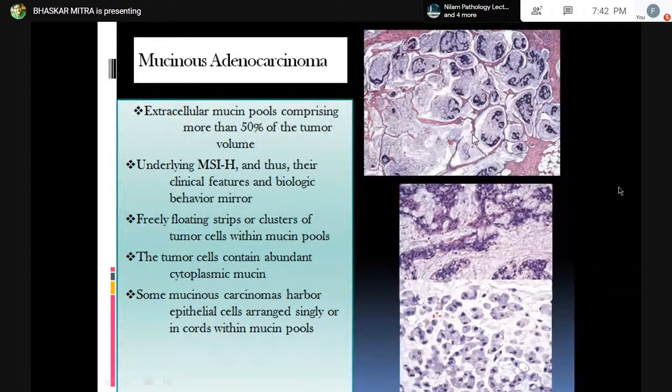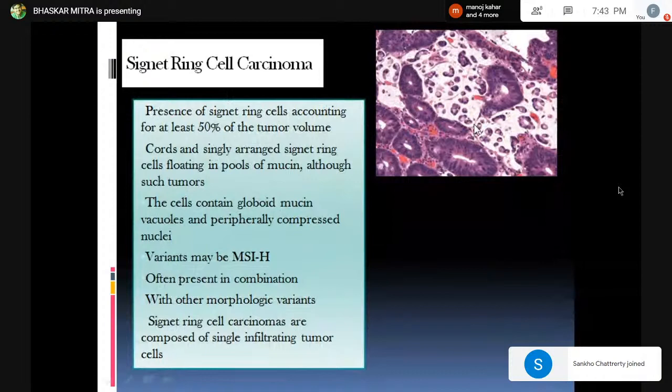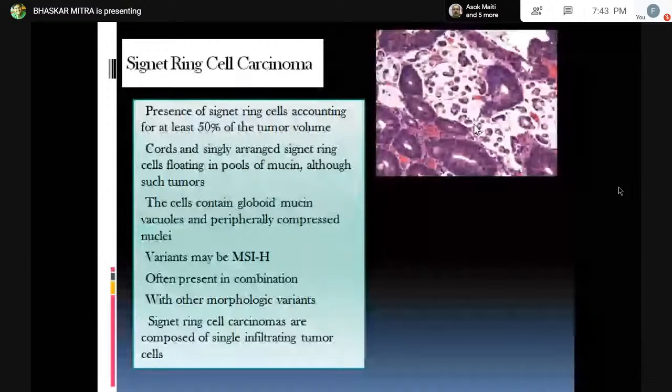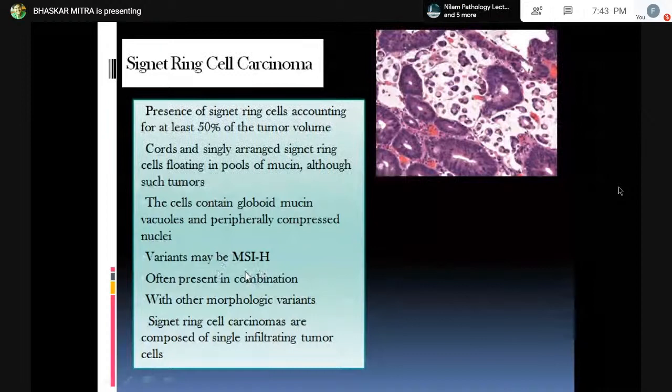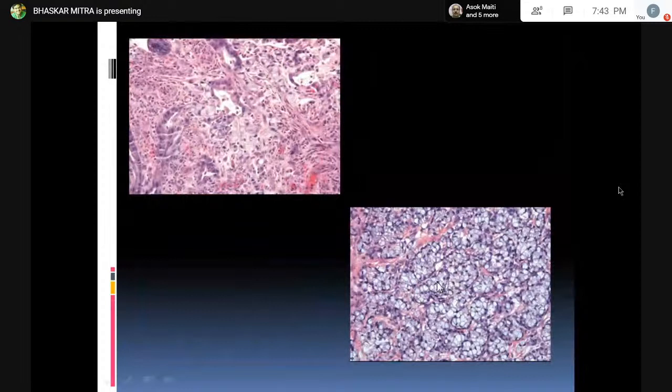Now coming to the signet ring carcinomas, here at least more than 50% of the tumor volume consists of signet ring cells. They may arrange in single cords, sheets, or there may be pools of mucin in which the signet ring cells are floating. This is also again a microsatellite instability high type of carcinoma. They may present in combination with other types of carcinoma presentation. Here are signet ring cells with the presence of a moderately differentiated classical intestinal type of adenocarcinoma. Here there are sheets and nests of mucin-filled signet ring cells throughout the cancer. These are all morphological pictures of the signet ring cell carcinomas.